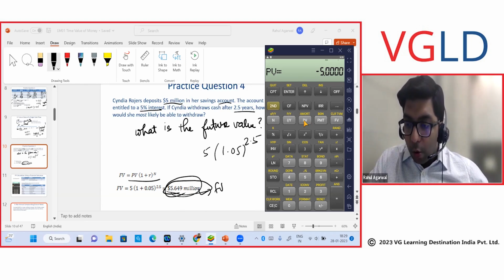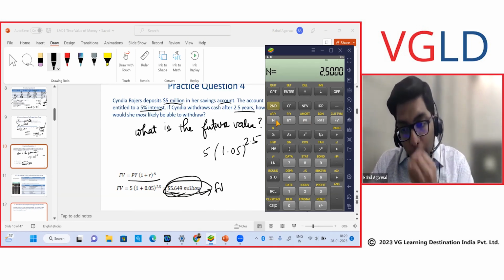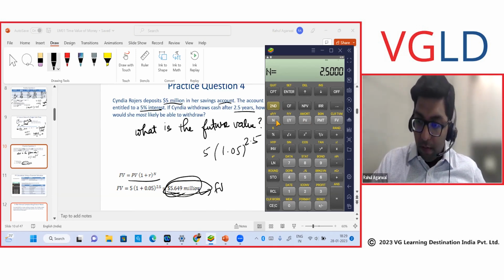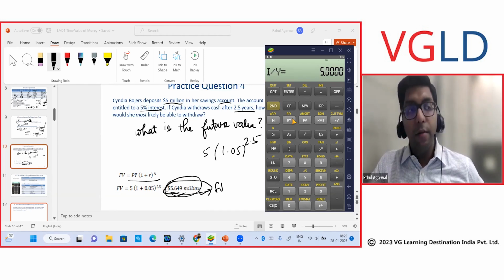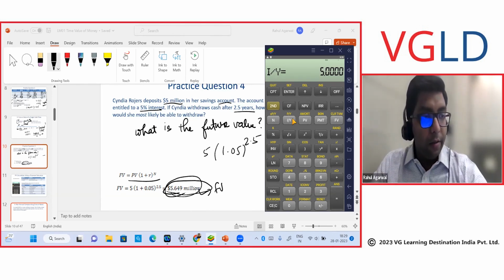For how many years? 2.5. What is N? Number of years, so N. What is the interest rate? 5%, right? So 5 I/Y. Am I clear, everyone, till here?